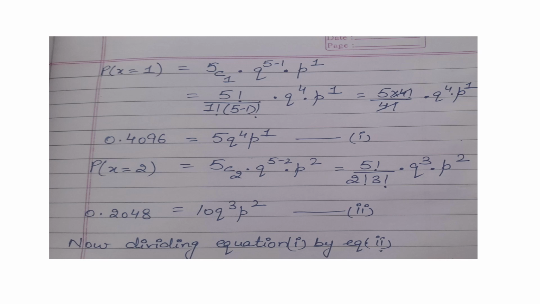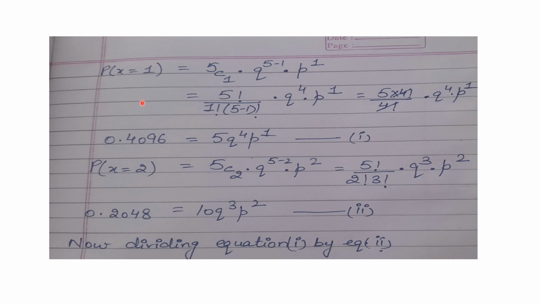So starting the solution, firstly we are moving towards the probability of 1 success. As they have already calculated the probability of 1 success, but still we need to find some values, and for calculating those values we again have to use the formula of binomial distribution, and the formula of binomial distribution is nCx into q to the power n minus x into p to the power x. This is the formula for binomial distribution.